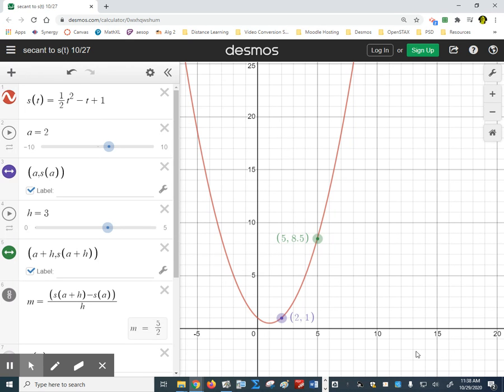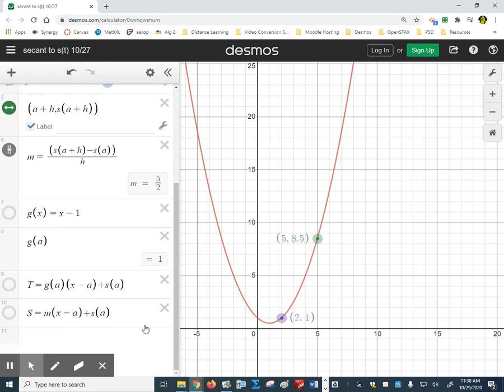If I want to know the average velocity of the particle, I just want to know the slope of the line connecting those two points, right? Well, that's just this line. Nope, not there. It's that line right there, isn't it? There's my secant line. Okay, what's the slope of that line? Well, that's just going to be rise over run. So it's going to be 8.5 minus 1, which is 7.5 meters, divided by 5 minus 2, which is 3. 7.5 divided by 3 is 2.5, or 5 halves, right? That's my average rate of change.